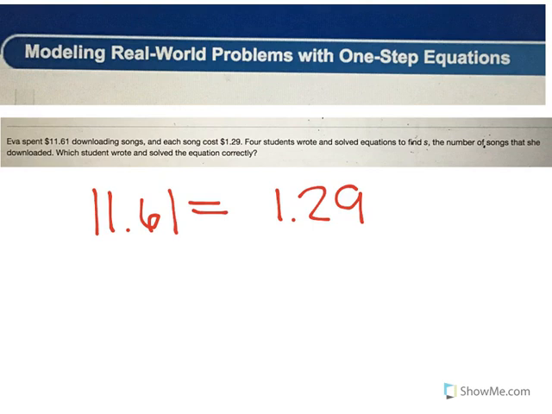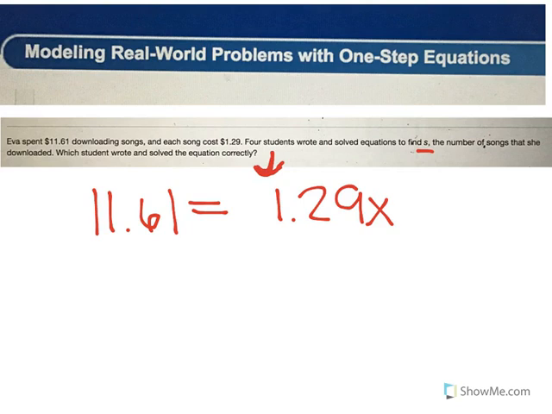Now the variable that they gave you is S, and that's a bad variable. But every time I write an S, it usually kind of looks like a 5. So I'm just going to go ahead and change that to an X. And whether you use an X or an S doesn't matter, you're still going to get the same answer. So ultimately, what you're asking in this problem is, you spent $11.61. Each song is $1.29. So how many songs did you download? Okay. So we translated our word problem into this equation.